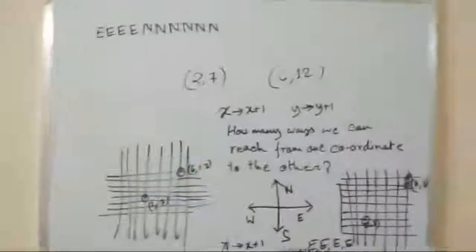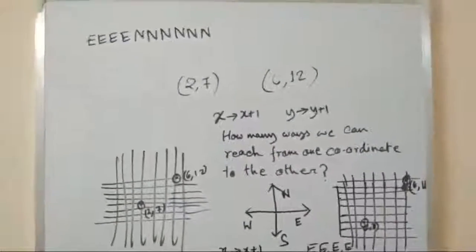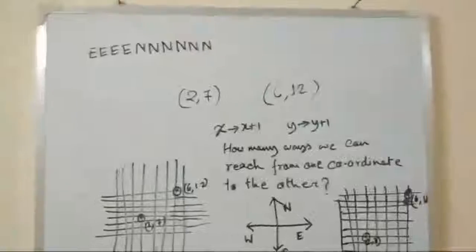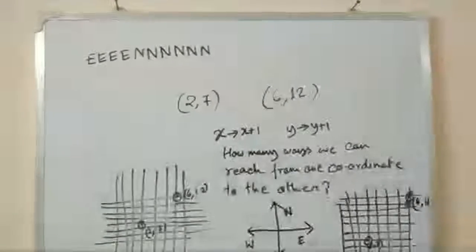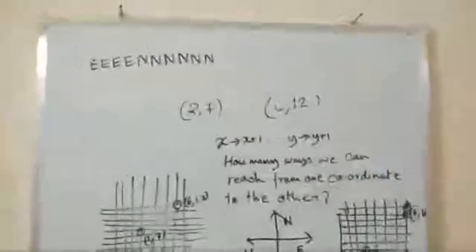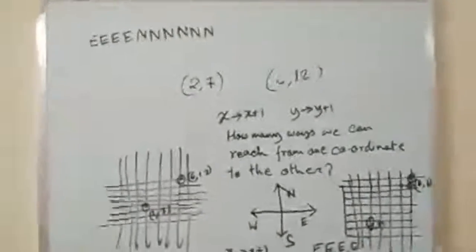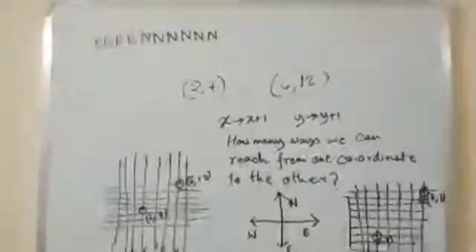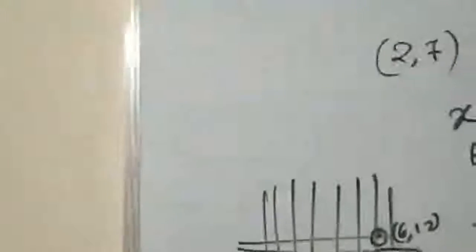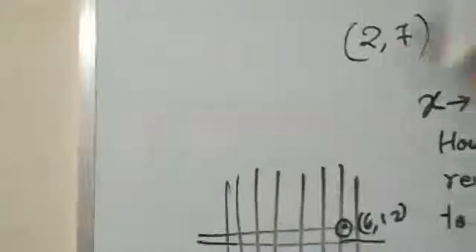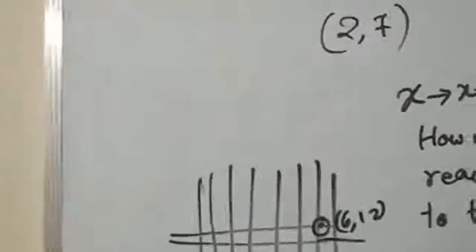So how will these available letters be counted? 4 E's are there, 6 N's are there. Total, actually, sorry, this will be 9, because from 7 to 12, it will be 12 minus 7. It will be 5. So a total of 5 N's and 4 E's, that is how many ways we can reach the place, like this, from 2, 7 to 6, 12.